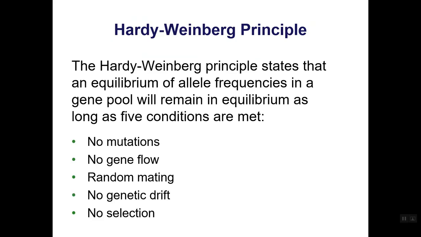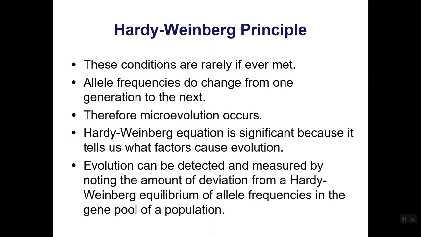So the Hardy-Weinberg principle states that an equilibrium of allele frequencies in the gene pool will remain in equilibrium as long as 5 conditions are met. No mutations, no gene flow, no genetic drift, there's random mating, and there's no selection. These conditions are rarely, if ever, met. So who cares, right? Why did we even come up with this if this isn't even how the world works? Well, there's a reason. It gives us a basis for knowing whether or not evolution is happening or not.